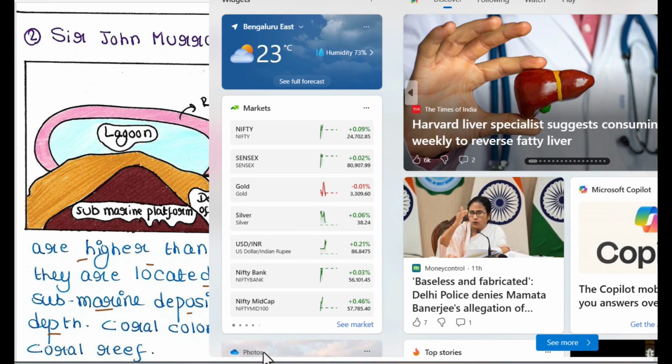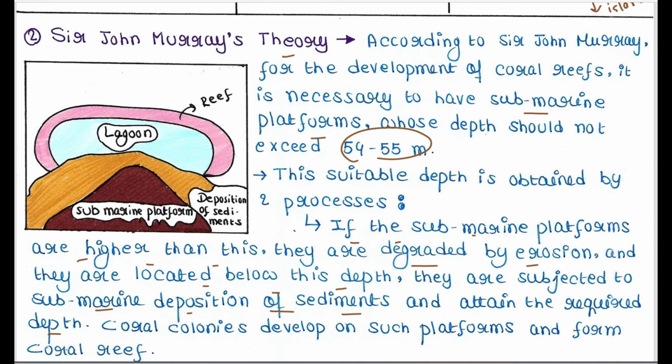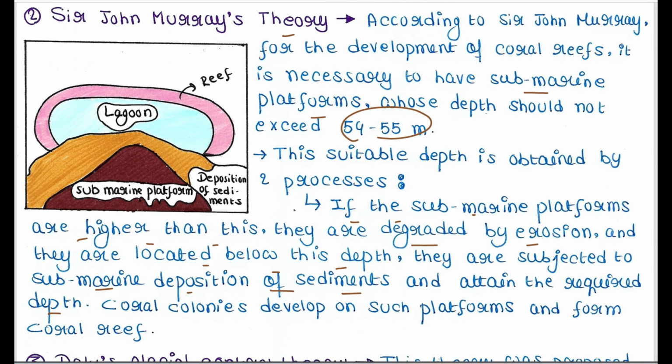Coral colonies develop on such platforms and form coral reef. So we will see this image and explain. According to this theory, the submarine platform is necessary. So here is our submarine platform present at the surface of the sea. So this is the submarine platform.